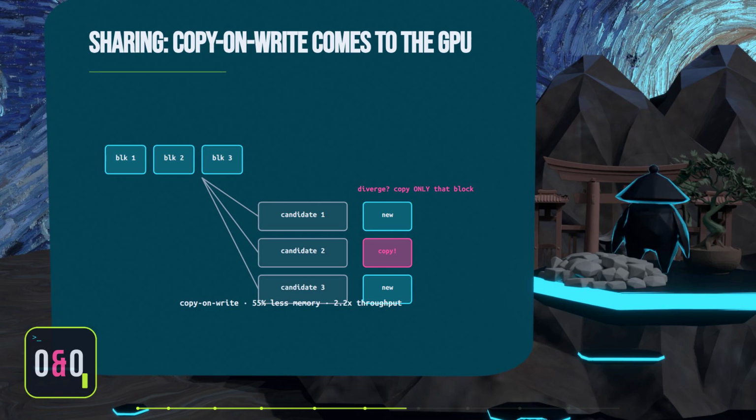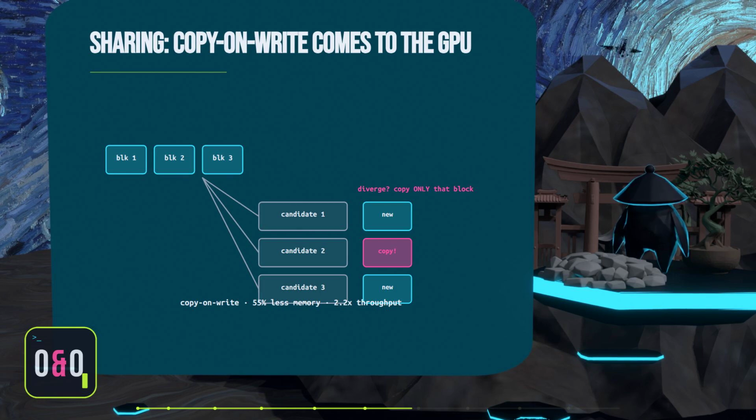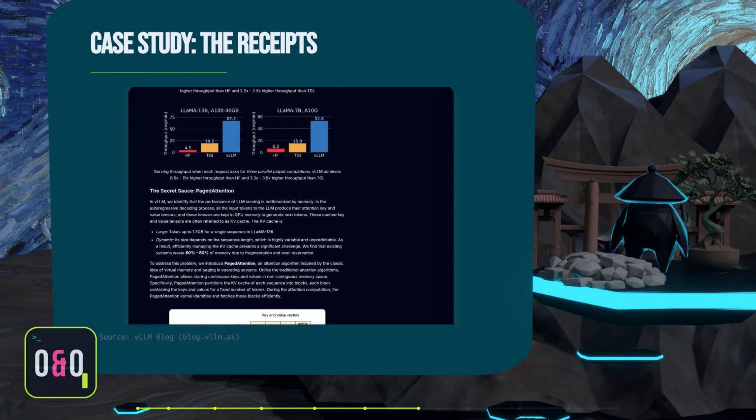Measured effect: memory use in these sampling workloads drops by up to 55%, which converts into up to 2.2 times more throughput, a whole second GPU's worth of capacity, conjured from deleted duplicates. Elegant on a slide, but what did it add up to in production? The evidence slide from the vLLM team's own launch post.